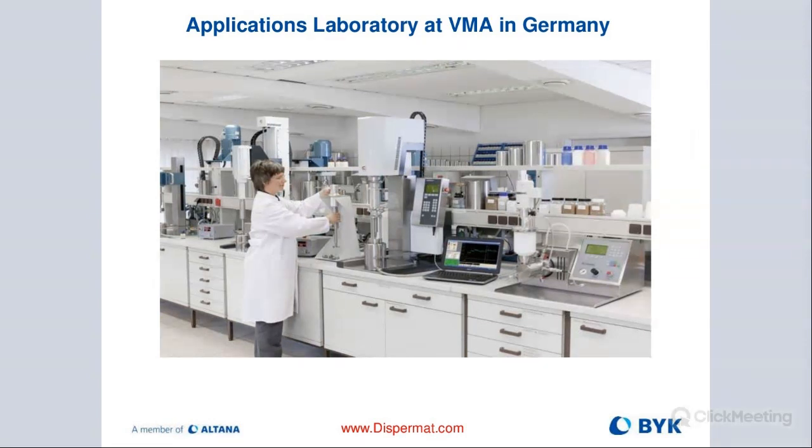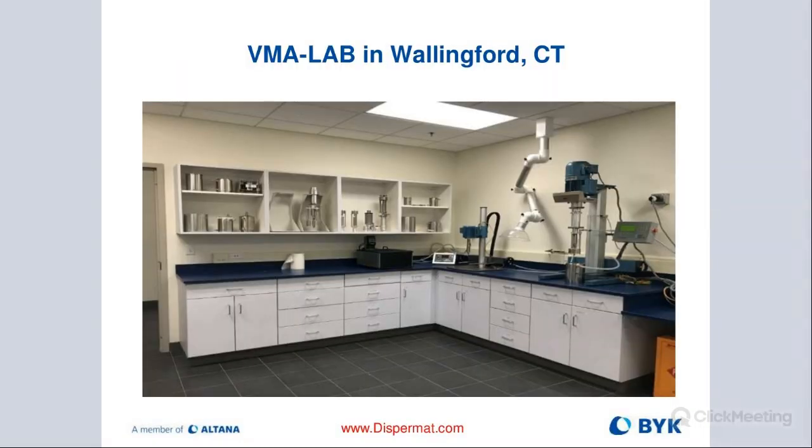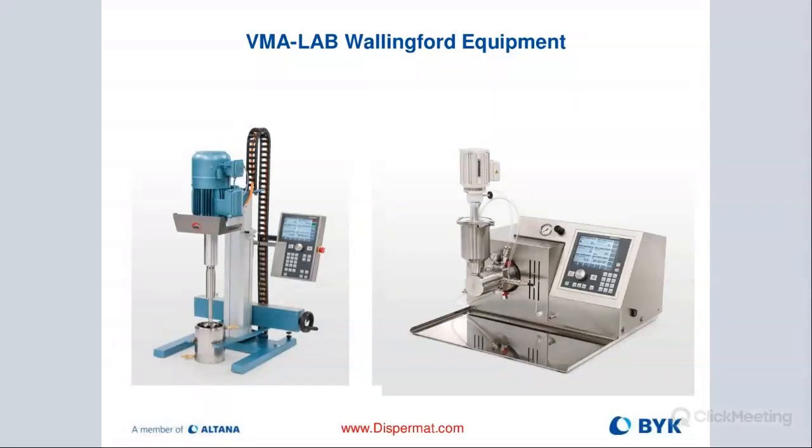We have a lab space in Germany. That's our BMA headquarters. A lot of good capability to try different things with different types of equipment. And we have one in Wallingford, Connecticut, where we added new capabilities. So you can see back here all the different attachments. We also have a horizontal media mill back here. So here are some of the new equipment that we have in our Wallingford lab.